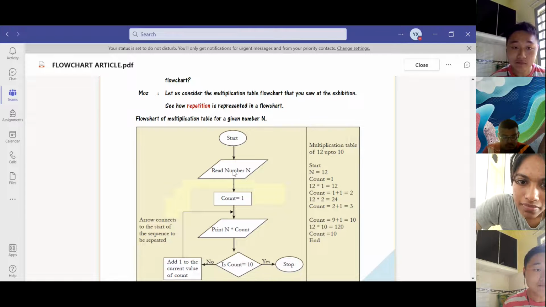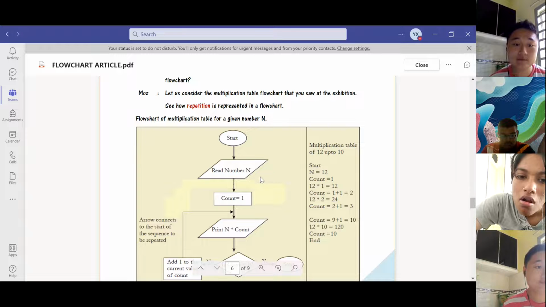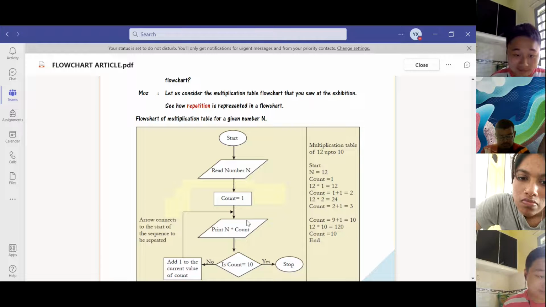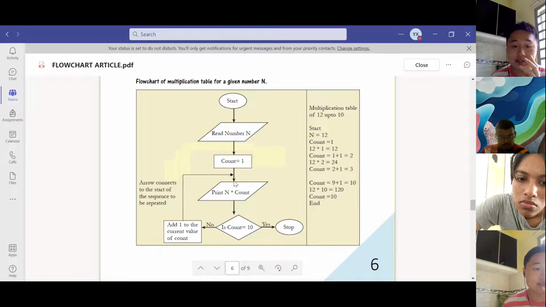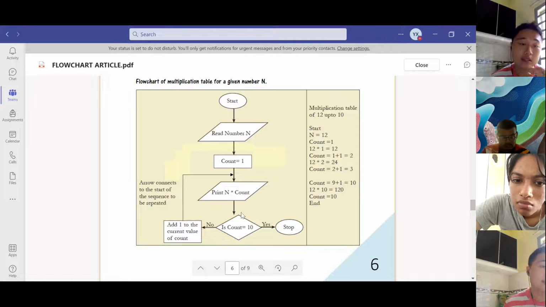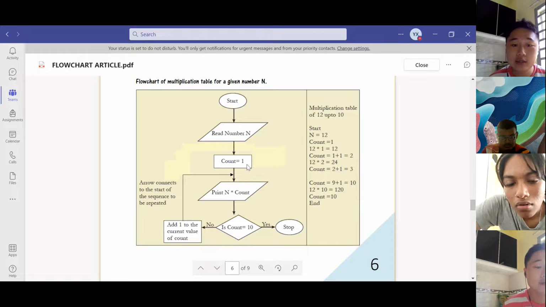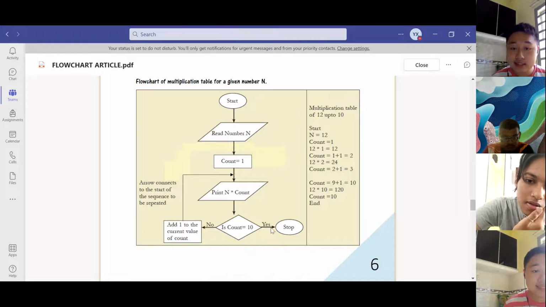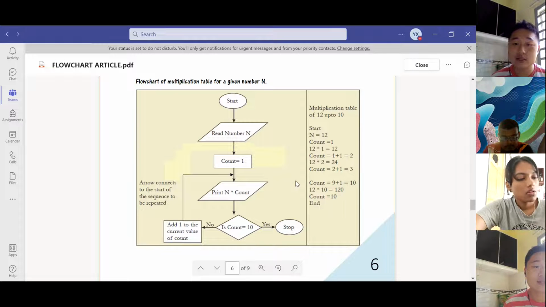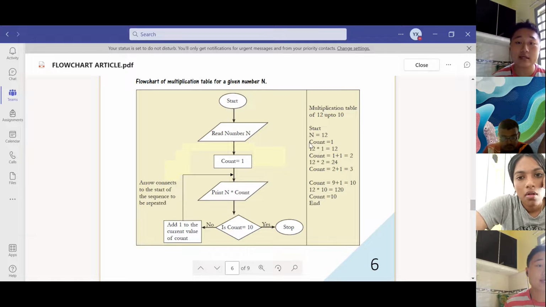So here's the start. The input is read: number n, and then count equals 1. And then print n, output print n times count. And then the decision: is count equals 10? If no, add one to the current value of count, and the process repeats until it becomes 10. So is count equals 10? If yes, then we stop. So there's the multiplication table of n up to 10.